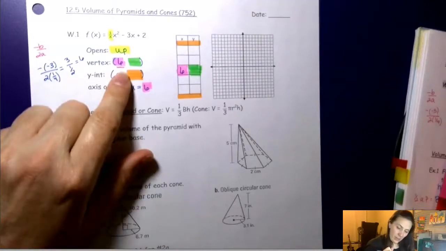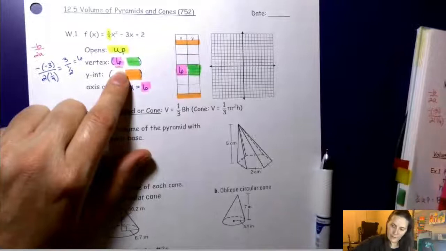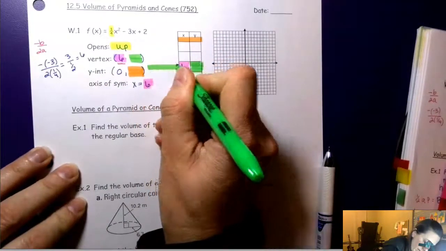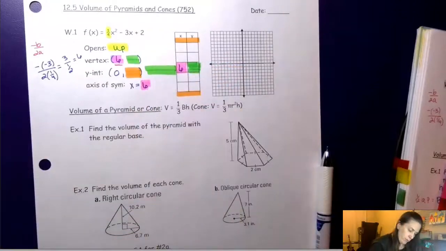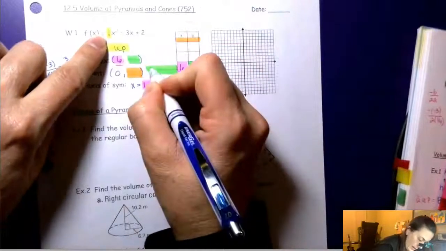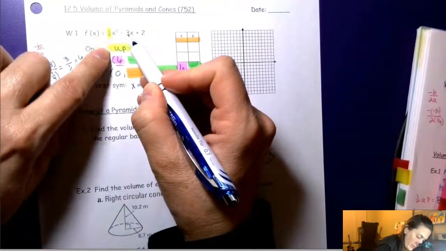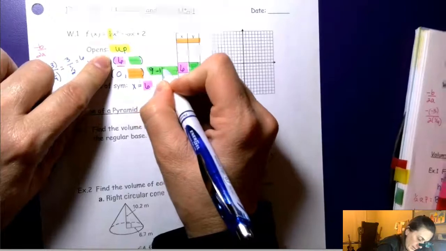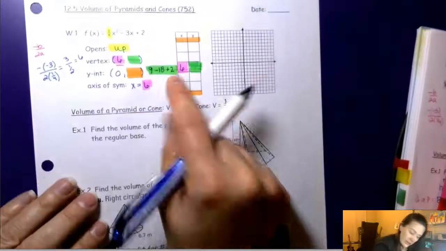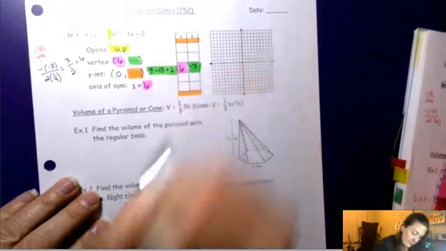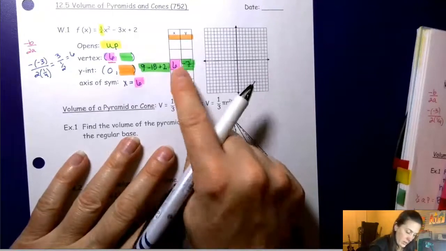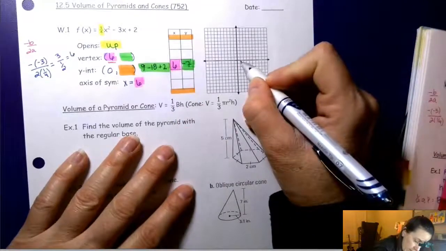So from here I can plug in that information. I'm going to show the work right here to figure out what my y-coordinate is. So 6 squared is 36, divided by 4 will be 9. 3 times 6 will be minus 18, plus 2, I get negative 9, plus 2, I get negative 7. So my vertex is going to be at 6, negative 7.